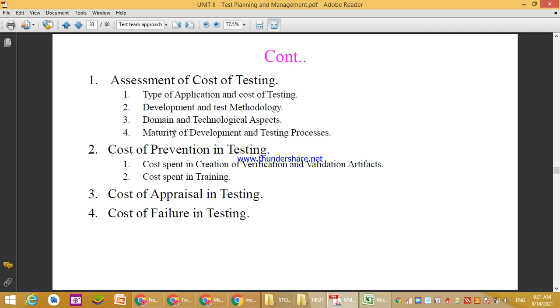These are the four assessment of cost of testing criteria which the testing team takes into account while doing the testing, or which management pays attention to while paying someone for testing purposes, right?